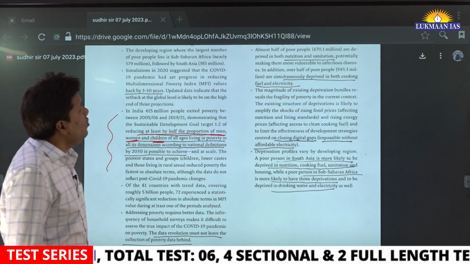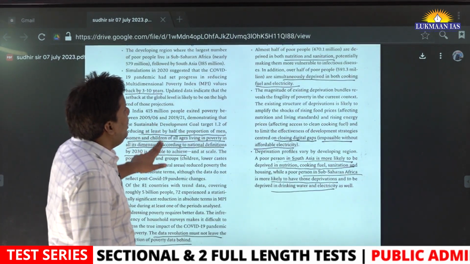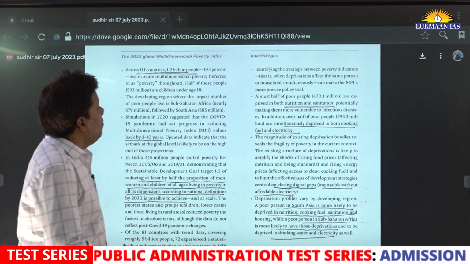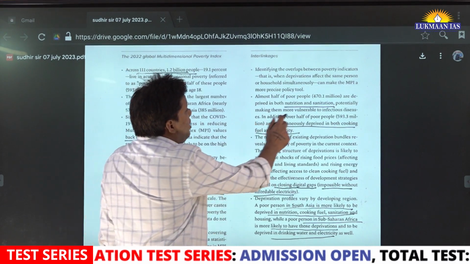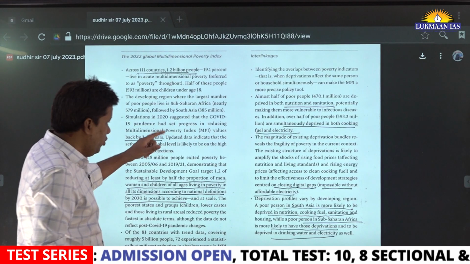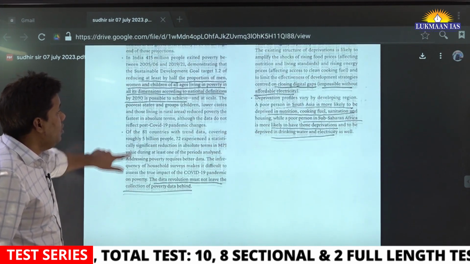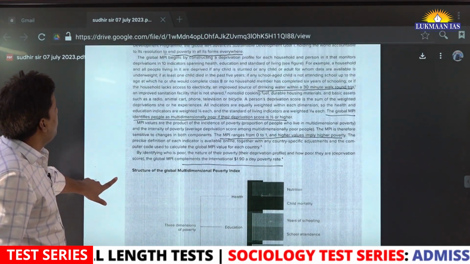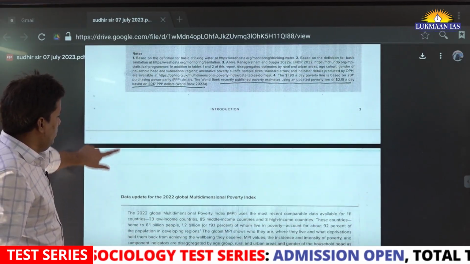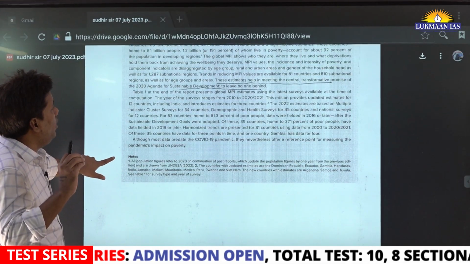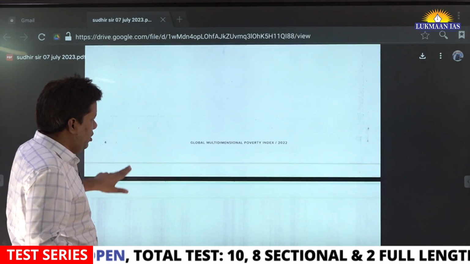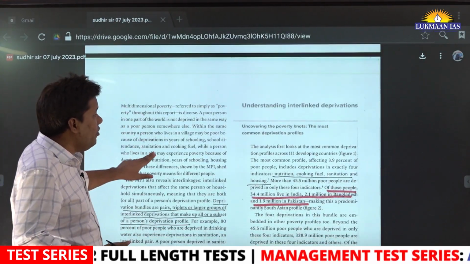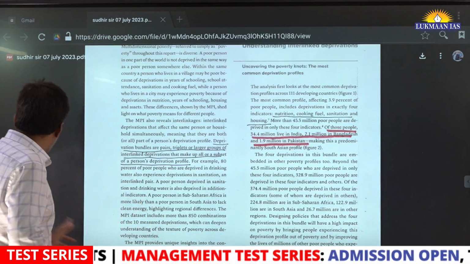Fine. Now, when you talk about the Indian case, what is happening in India? Nutrition is a big problem. When you see the deprivation profile of India, you will find that nutrition is a big problem. I will show you where it is given. When you write such a specific thing in your mains copy, these professors have been reading such reports, and they can differentiate between the relevant and irrelevant.